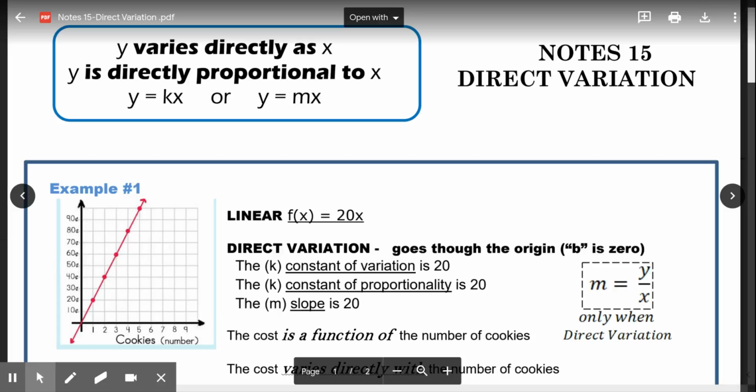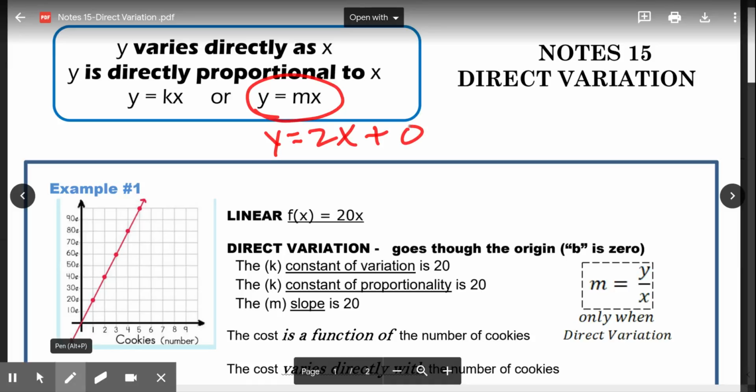Hi, we're going to talk a little bit more about direct variation. I know we touched base on it a couple notes ago, and basically direct variation is where the graph starts at zero. It goes through the origin. So that means you might have an equation that basically just looks like y equals mx, like y equals 2x. The y-intercept is understood to be zero.